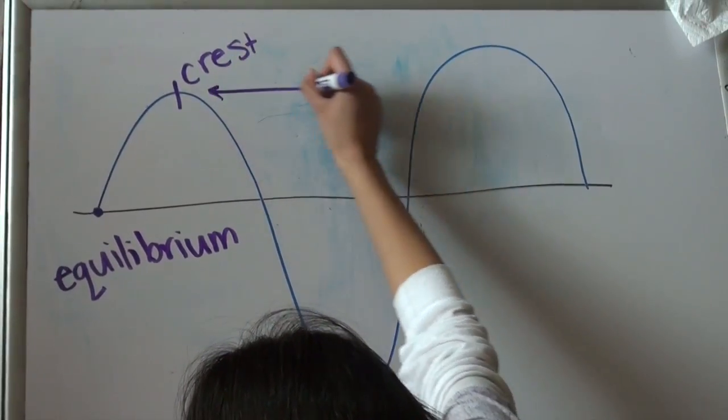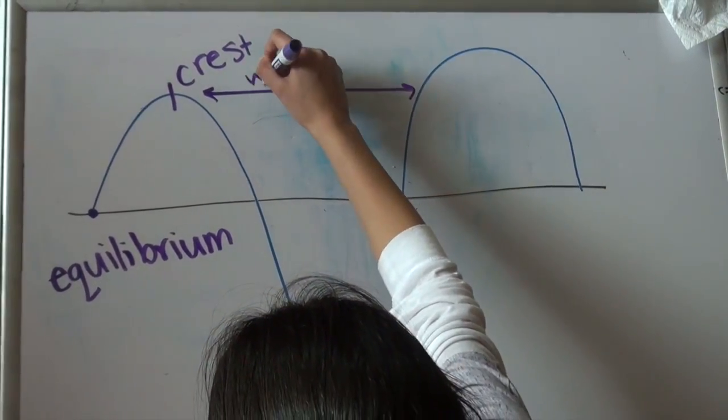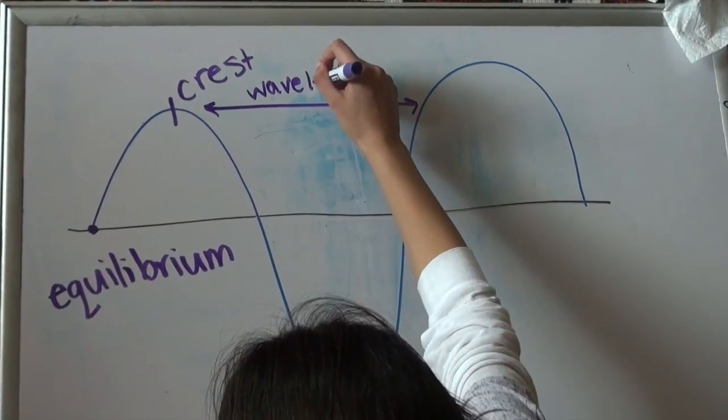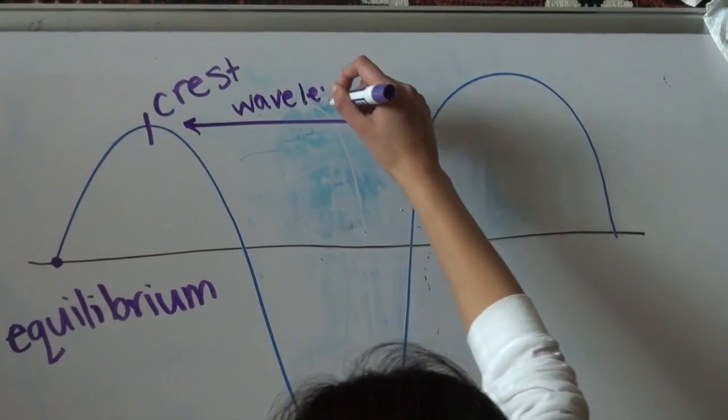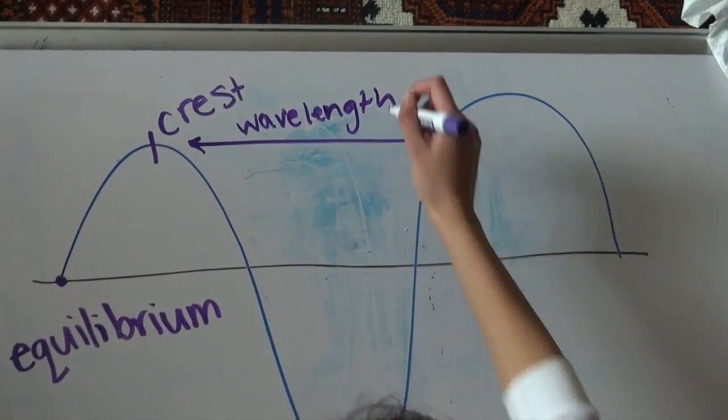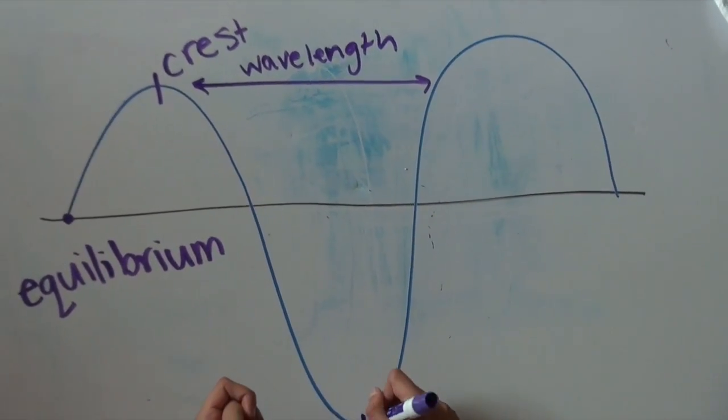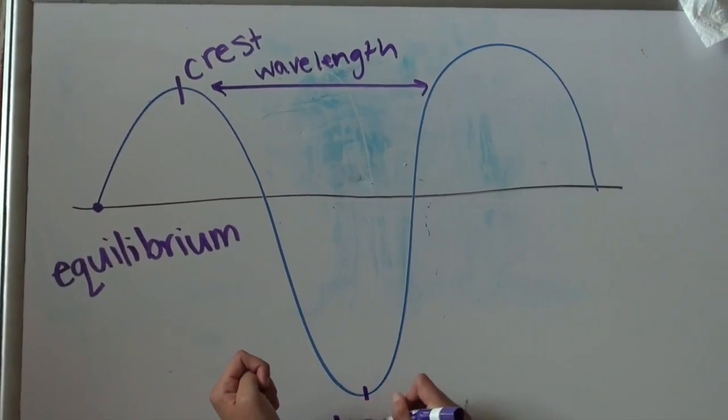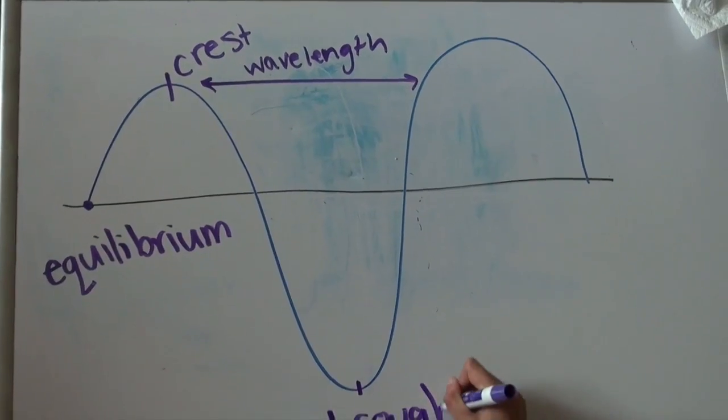A wavelength is one complete cycle of a wave and can be found from crest to consecutive crest or trough to consecutive trough. The lowest point where the displacement is the greatest is known as the trough.